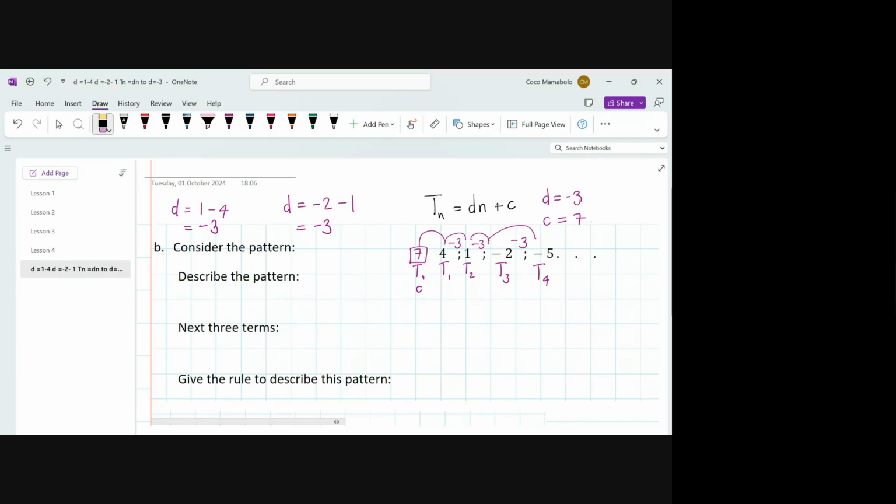Who wants to describe the pattern for me? Leago, would you like to describe the pattern for me?